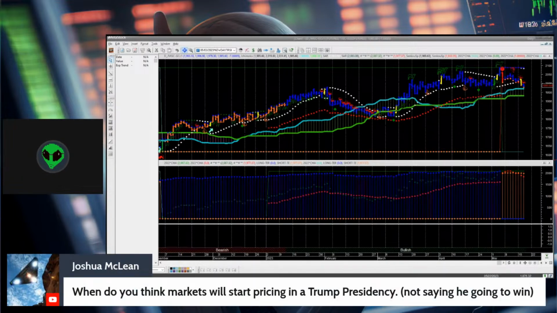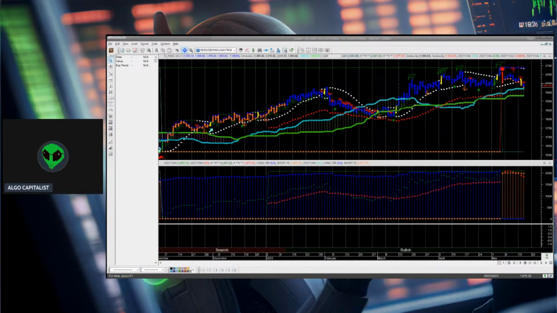Let's see here. When do you think markets will start pricing in a Trump presidency? Not saying he's going to win. That's another good question. Some argue that the market hasn't priced in a lot of things just yet. Like it hasn't priced in a recession. It hasn't priced in just how bad the global economy is, especially the American economy. There's a lot of things like that. And the way to explain it is this: everything that can be known or that is known is already priced into the market. All right.